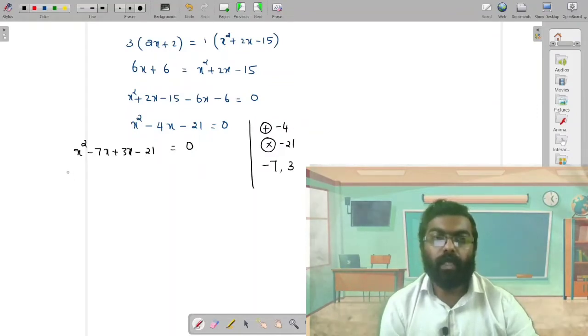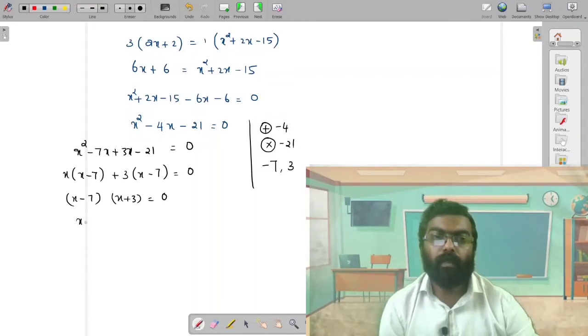From the first two terms we can take x common, so x into x minus 7, and from the next two terms 3 is common, so 3 into x minus 7, which is equal to 0. Now overall x minus 7 is common, so x minus 7 into x plus 3 is equal to 0. Now we can equate x minus 7 equal to 0 or x plus 3 equal to 0. That is x equal to 7 or x equal to minus 3.